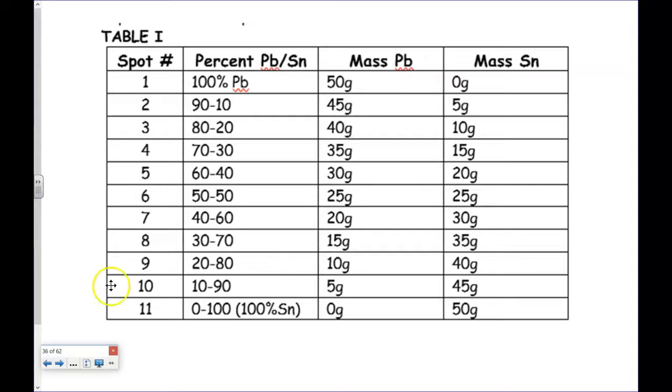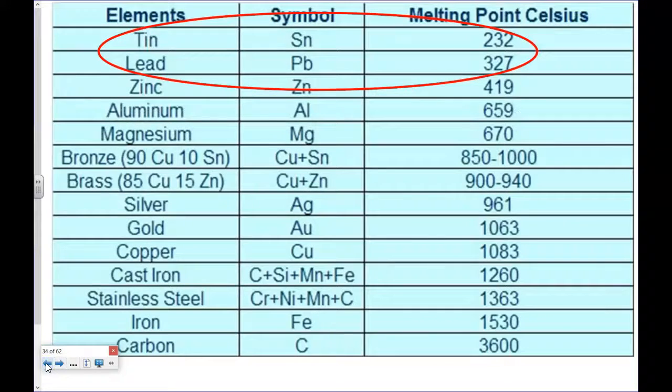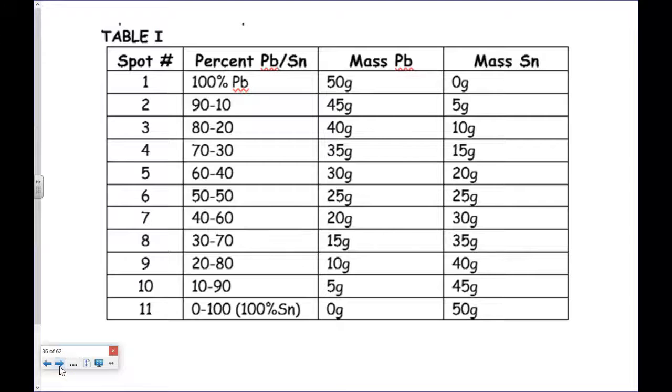So spot number 1 is all lead, okay? And you know lead, it looks a little bit dull and gray, and you can still tell it's a metal, it's just not one of your shiniest metals, right? Tin, on the other hand, is very light gray, and it has a lot of luster to it, so you can see the difference between the two. So the first spot is all lead, no tin at all. That's 50 grams there. We have an idea of when that will melt because we know, again, that the melting point is 327 degrees for lead, okay?